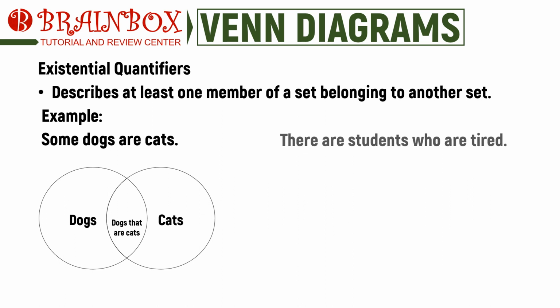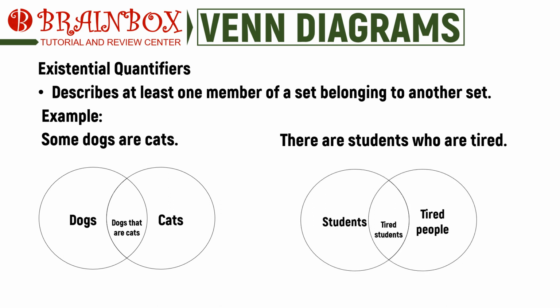In the next example, we have the statement, there are students who are tired. To convert it into Venn diagram form, we make two sets, one for students, and one for tired people. Then we overlap them only slightly. Inside the overlap is where we'll find tired students. Take note that the diagram has an area for students who may not be tired, and for tired people who may not be students.